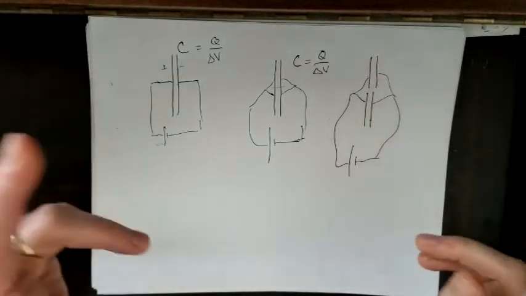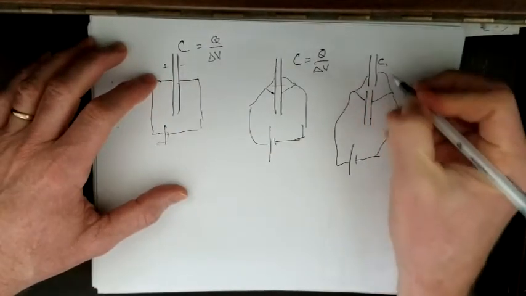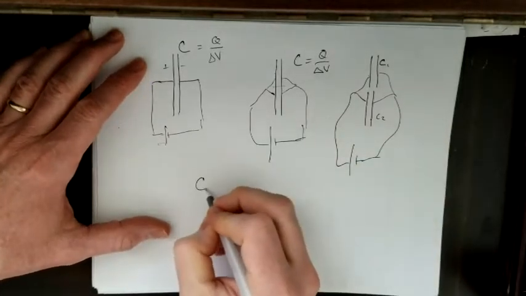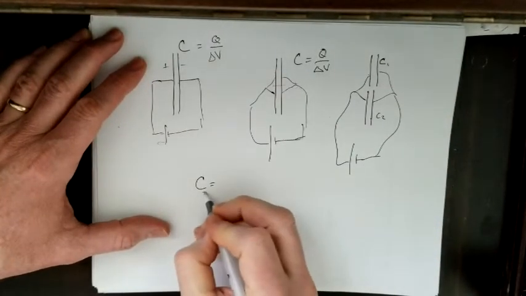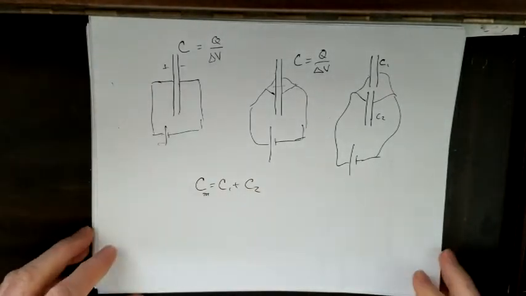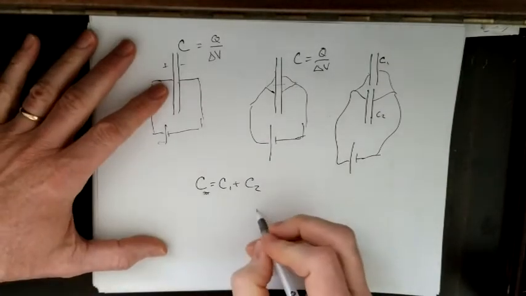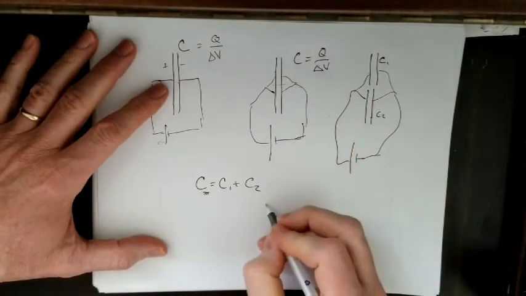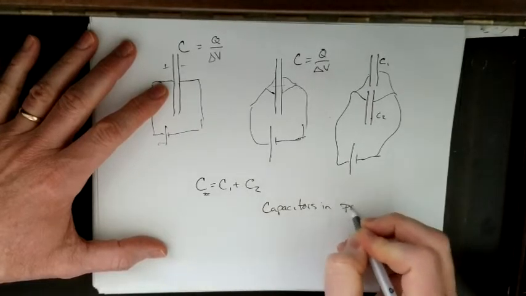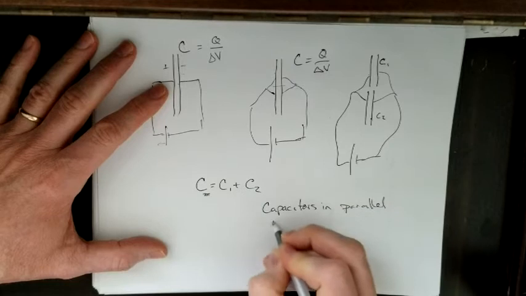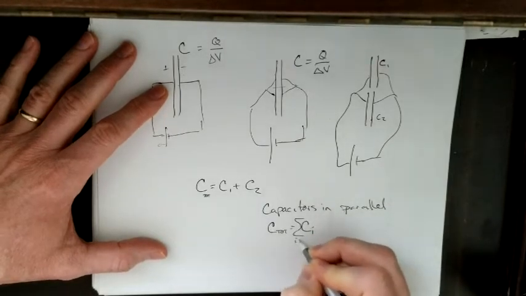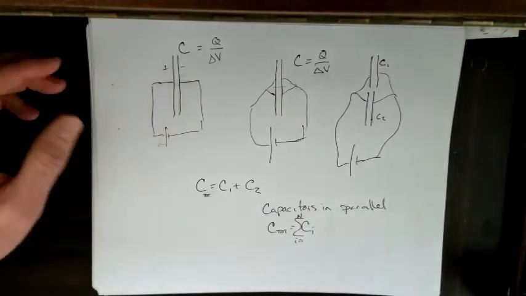Except now I officially have two capacitors. So this would be C1 and C2. And so the original capacitance, we'll call this total capacitance, is just going to be C1 plus C2. It's just the sum of the two capacitors. So for capacitors in parallel, it's worth writing out, the total capacitance is just equal to the sum of all the individual capacitors.